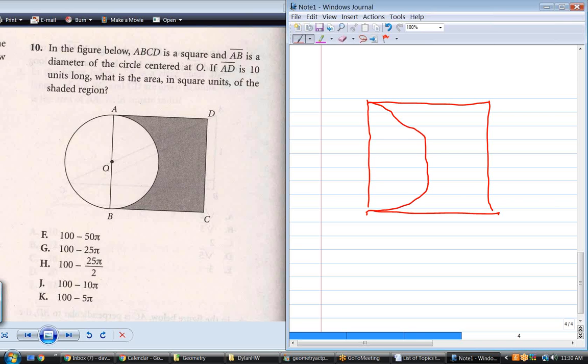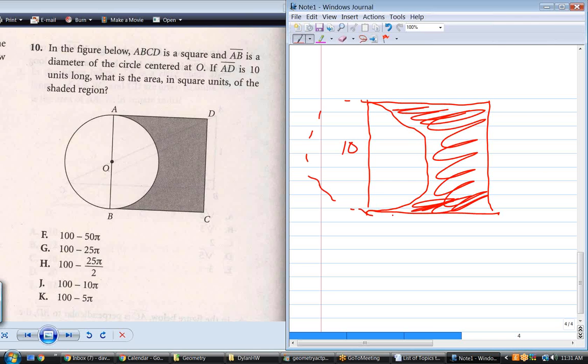I only care about that semicircle, right? They've told me the diameter of that circle. If I draw the whole circle, it just looks similar, but I don't care about this part over here. What's the shaded region going to be? Let's break it down. We're talking about the area of the square minus 1/2 the area of the circle, right?